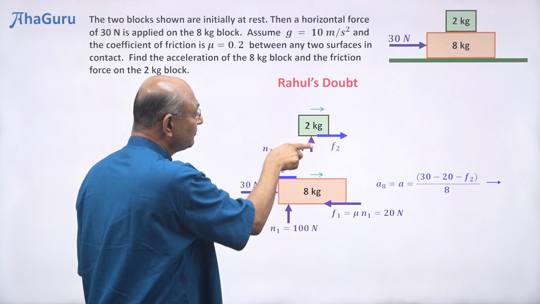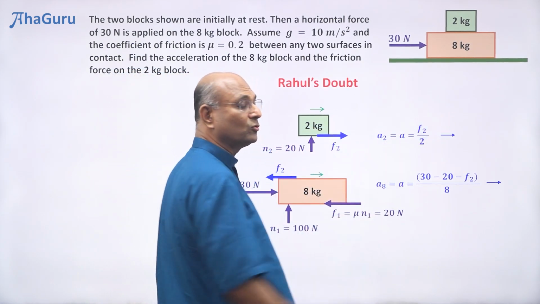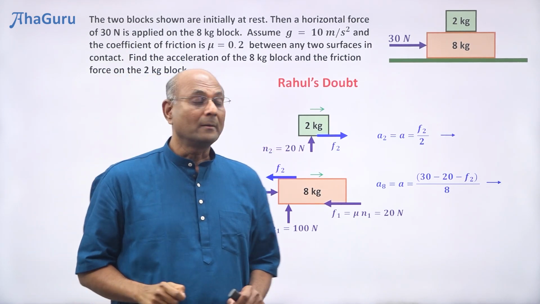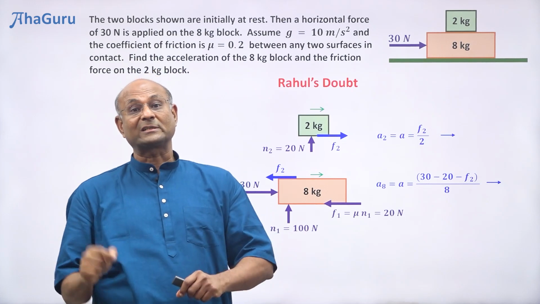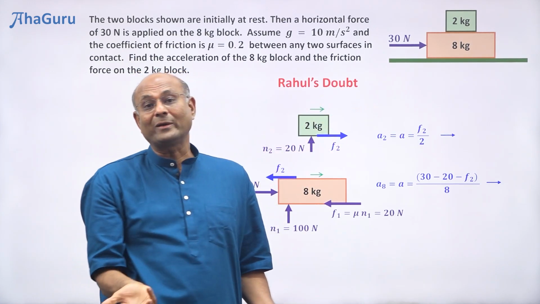Well, there's only one horizontal force, F2. So F2 by 2 will be the acceleration of the 2 kg block. Now, why is the friction force not equal to mu N? Because these blocks are not slipping. But if they are not slipping, what does it mean? They both must be moving together.